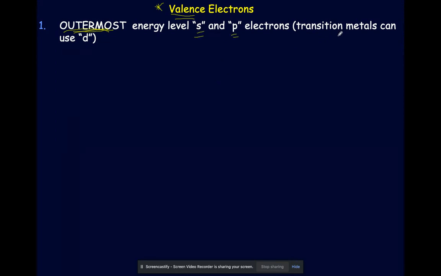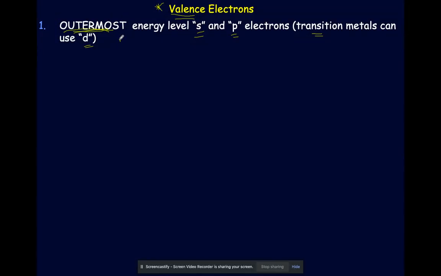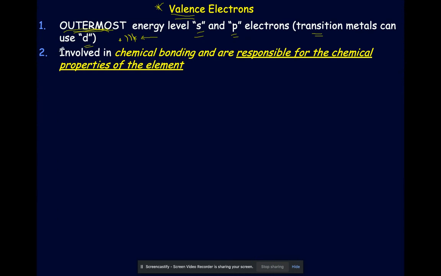And the transition metals are a little special because they can use the D electrons, because remember, D electrons are very close to the S as they begin to fill. We've seen that before. Now, why is outermost the most important? Remember, if the nucleus is here and the outermost electrons are there, those are going to be seen by another atom. They're going to be close to another atom. So that's important.